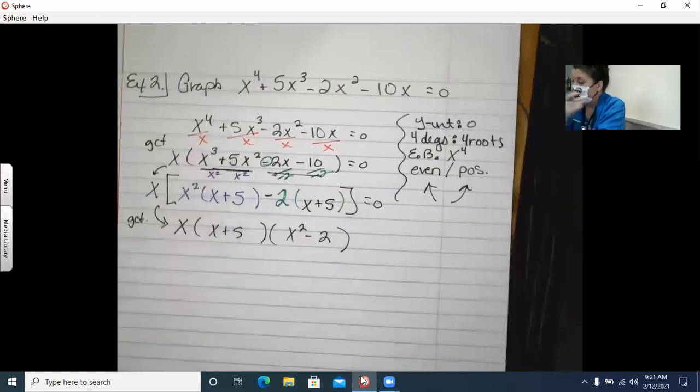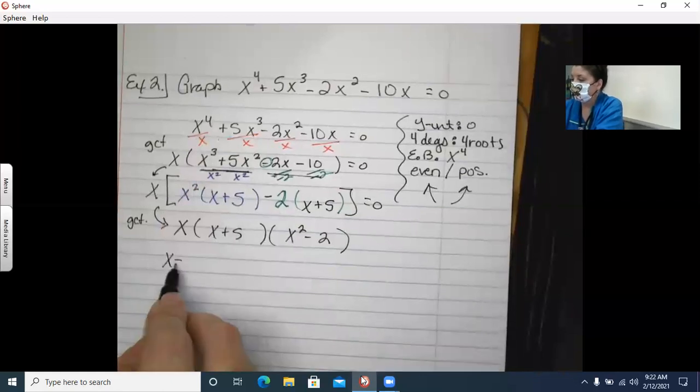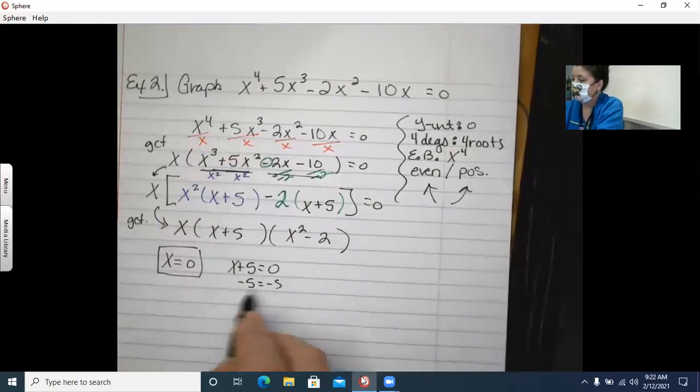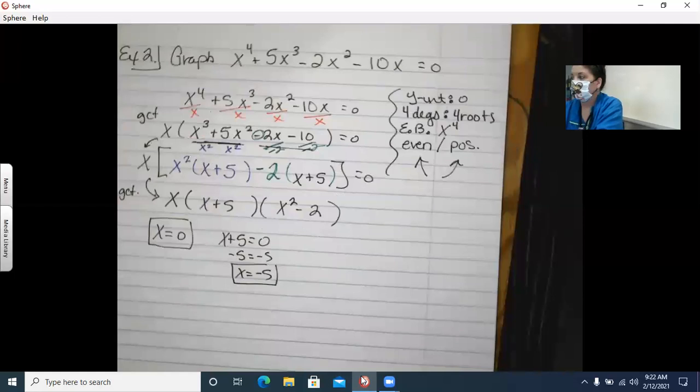So now that I've factored, set each factor equal to 0. So x is a factor, set it equal to 0. There's one solution. X plus 5, set it equal to 0. If I subtract 5 from both sides, x equals negative 5. Is that imaginary? No, because I'm not taking the square root of it, right?